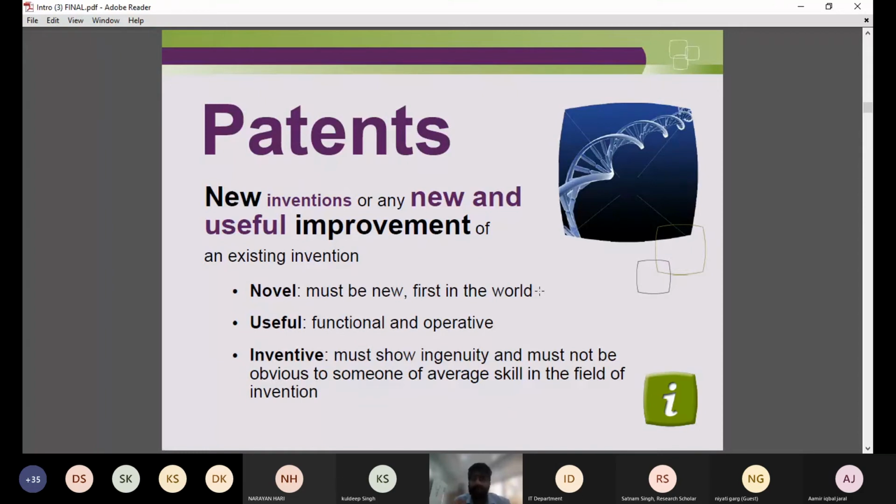Useful means industry should be able to reproduce it. It can be made in industry. It can be used by others as well. Then only we can say that you have developed a useful patent, or we can say an industrially applicable patent or industrially applicable technology. Third we have is inventive. So inventiveness means it must show some ingenuity and must not be obvious to someone of average skill in the field of the invention.